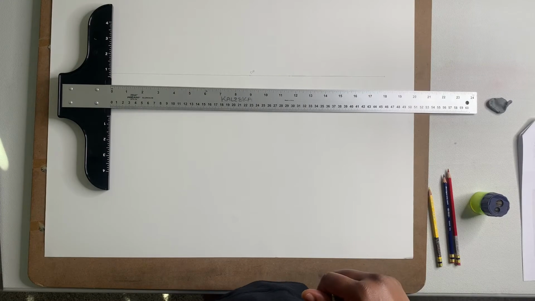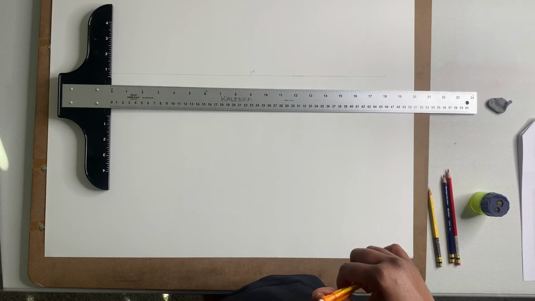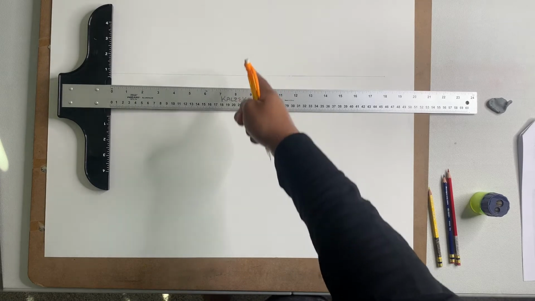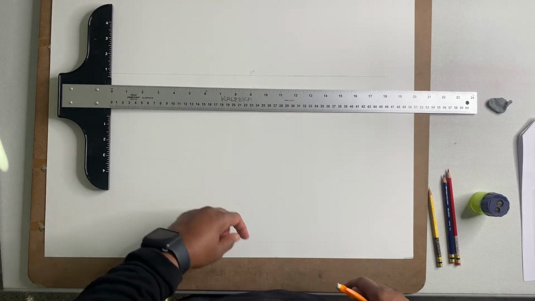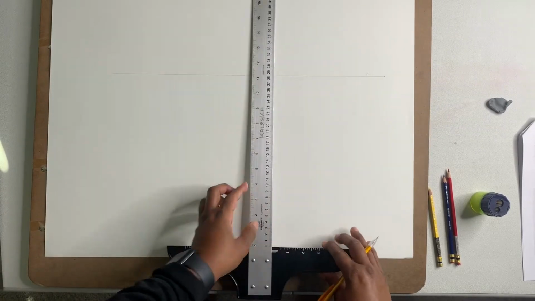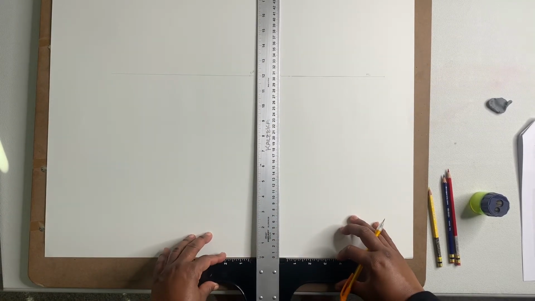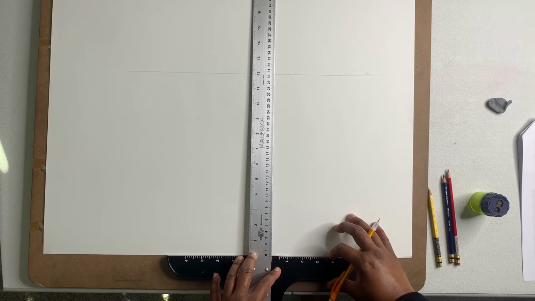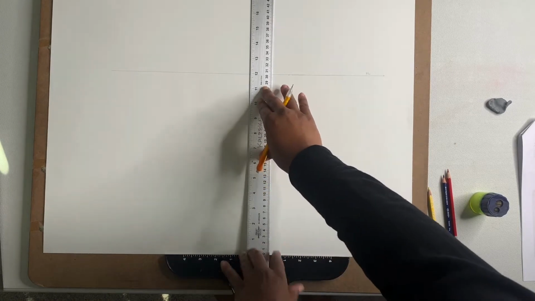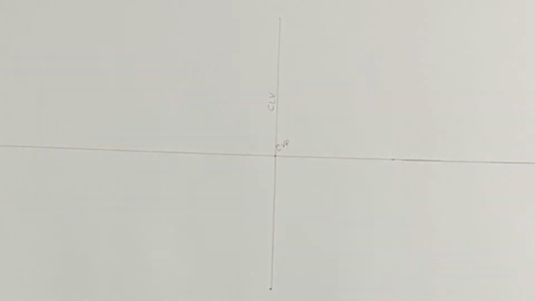Moving on to step 5 in the process, we're going to establish the center line of vision. The center line of vision should be a 6-inch line that goes right through the horizon line and the central vanishing point. I'm going to turn my T-square vertical, hook it onto the bottom of the paper, line it right up with that central vanishing point, and I'll go 3 inches up and 3 inches down to create a 6-inch line. Go ahead and label that.